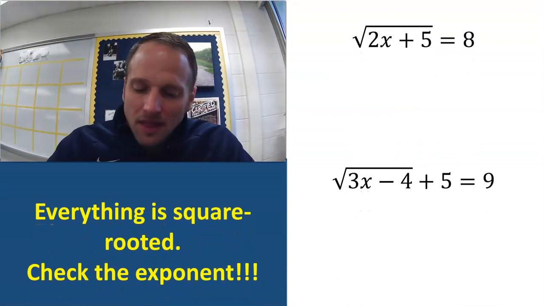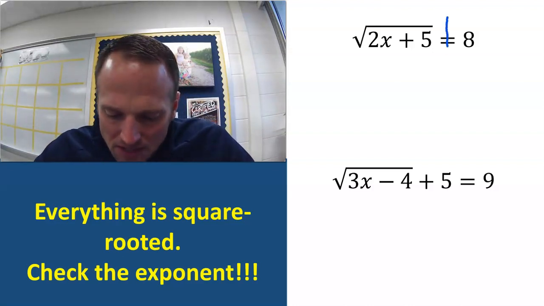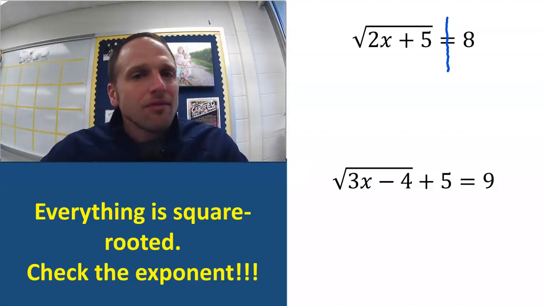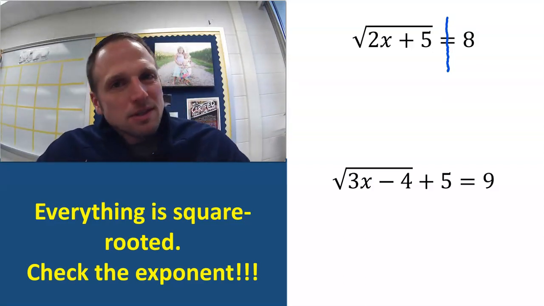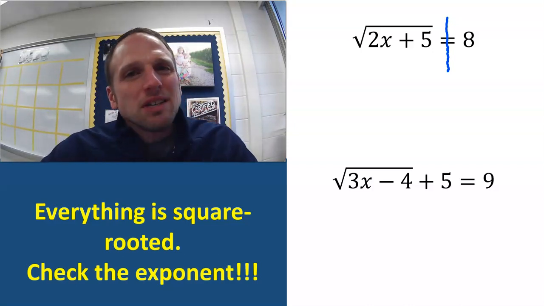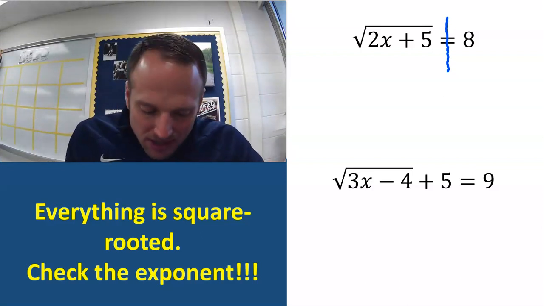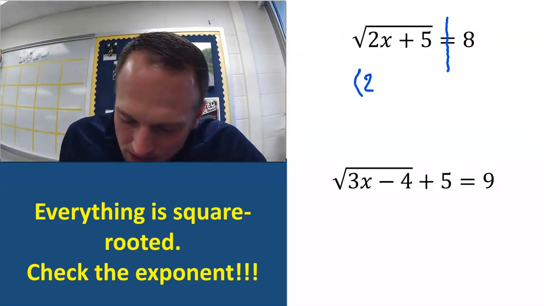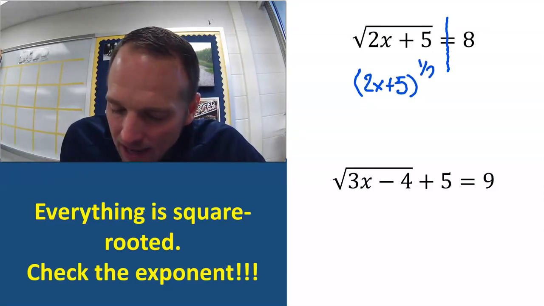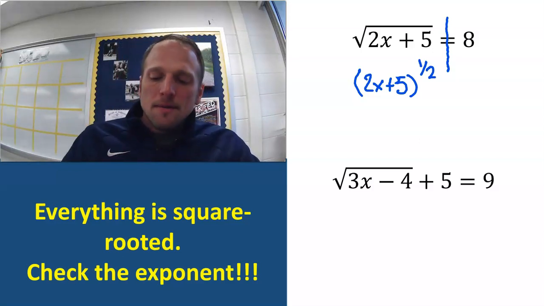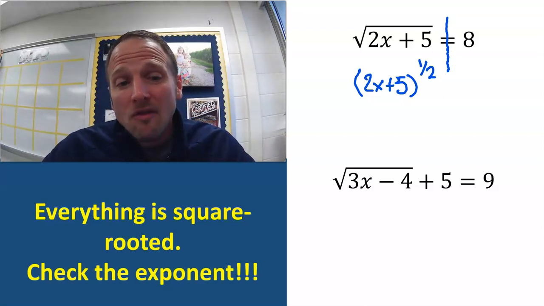All right. Well, let's work on this one. First of all, I see a couple things. I see that everything is square rooted. I like that. Everything on the left side is square rooted. Okay, now check the exponent. Now, this is tricky. You might say that there's not an exponent there. There actually is. Square root is an exponent. I could write this like this: 2x plus 5 to the 1/2 power. That means the exact same thing as the square root. Square root is the 1/2 power, okay?